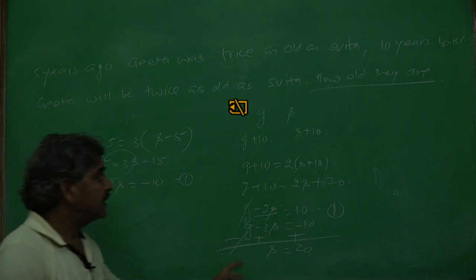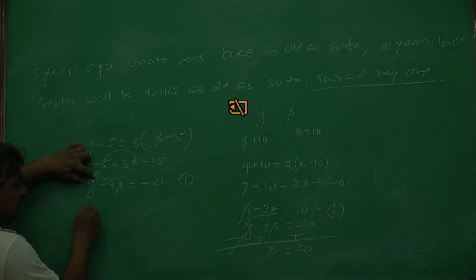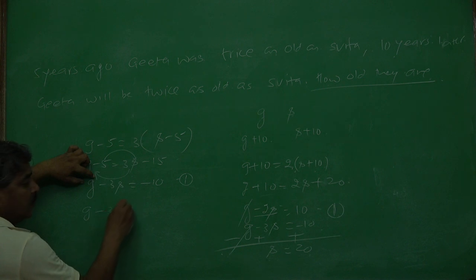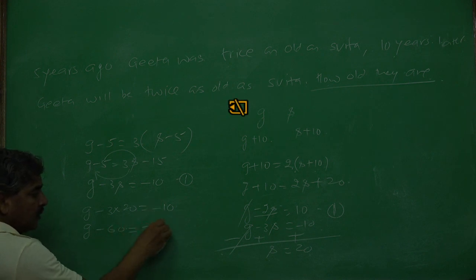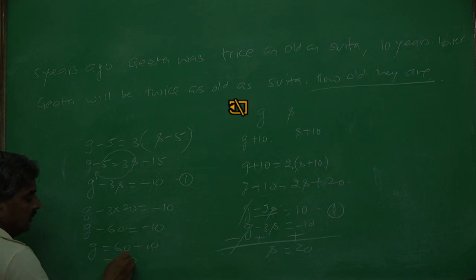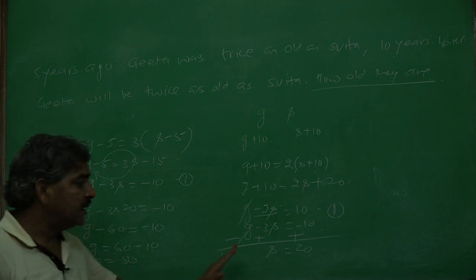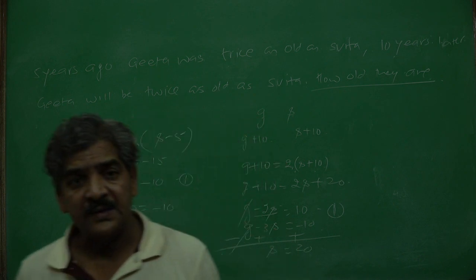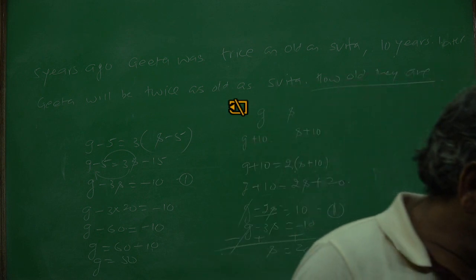Next, substitute S is equal to 20 in equation number 1. So G minus 3 into 20 is equal to minus 10. So G minus 60 is equal to minus 10. Therefore G is equal to 60 minus 10, that is 50. So Gita is 50 years and Sagita is 20 years. That's the answer.